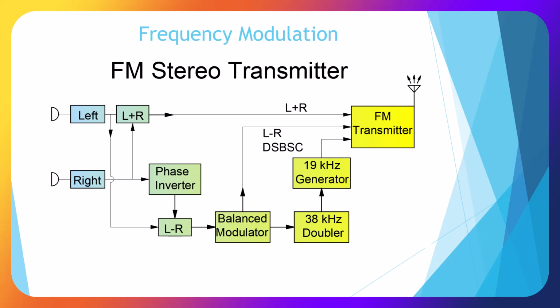So here's our FM stereo transmitter block diagram. We have left and right, and they get combined in here. So we have a left plus right signal. We go through a phase inverter and we combine them into a left minus right. We go through a balanced modulator, which gets fed into our transmitter. Then we have a 38 kilohertz doubler and a 19 kilohertz generator, and these all get combined into our FM transmitter.